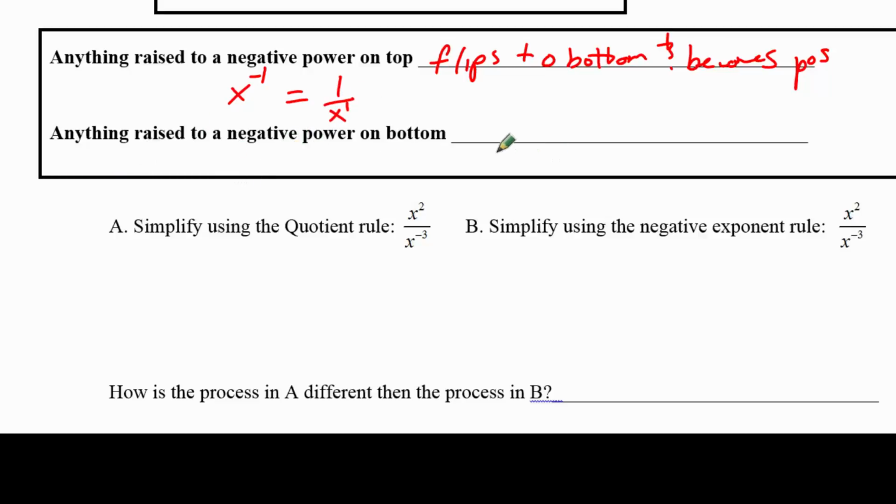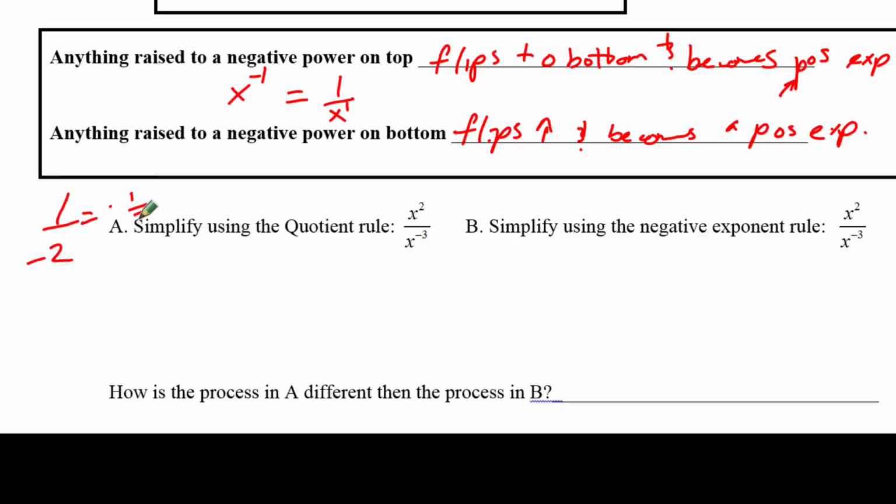Anything raised to a negative power on the bottom flips to the top and becomes positive. Now, when I say positive, I don't mean a positive number, I mean a positive exponent. So with a negative number, 1 over negative 2, that's negative 1/2. That does not flip up to the top, it's not going to be 2. But 1 over 2 to the negative 1, that is 2. So you've got to be careful, because people start confusing negative numbers with negative powers.